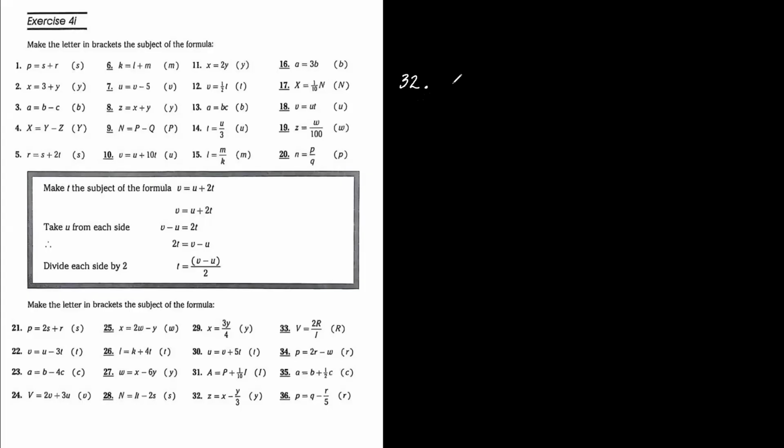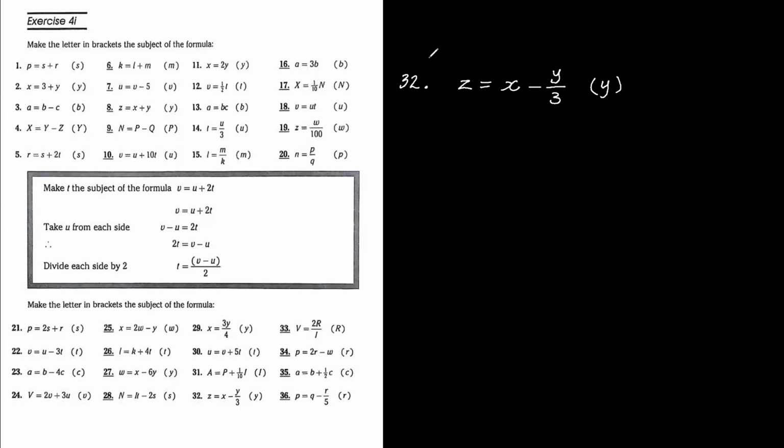So this evening we are continuing changing the subject of the formula. The first one was Z is equal to X minus Y over 3. And we want to find for Y.